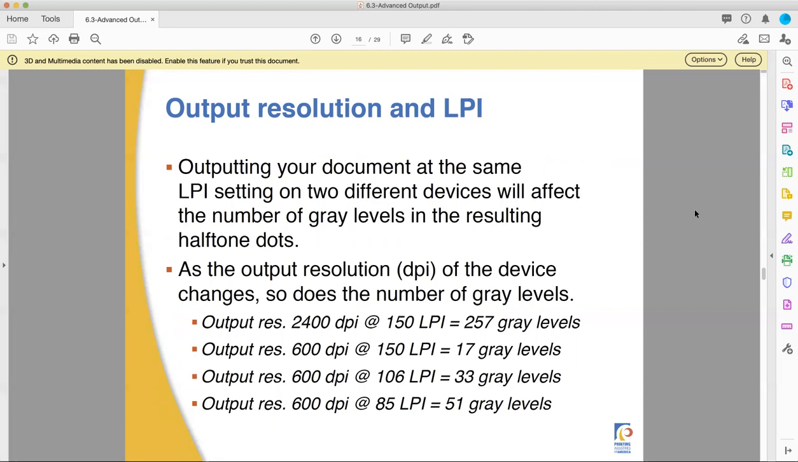Now, if you only have 600 dots per inch and you're still going for 150 LPI, then you have 17 gray levels. It's pretty low, isn't it? 17 gray levels is not much. If you have 600 DPI and you're going for only 106 LPI, you get 33 gray levels. And if you're using 600 DPI for an 85 LPI halftone grid, you are going to end up with 51 gray levels.